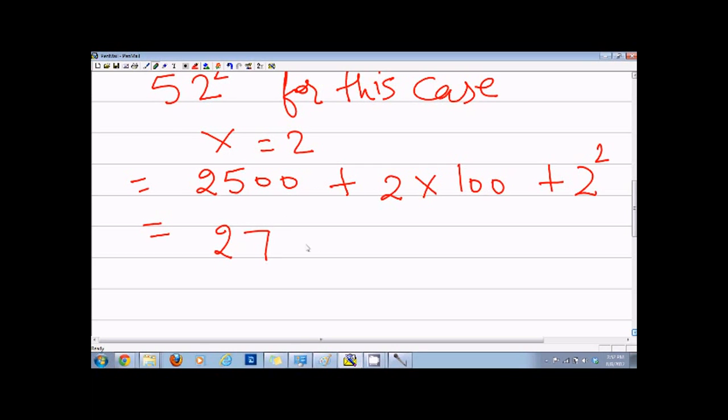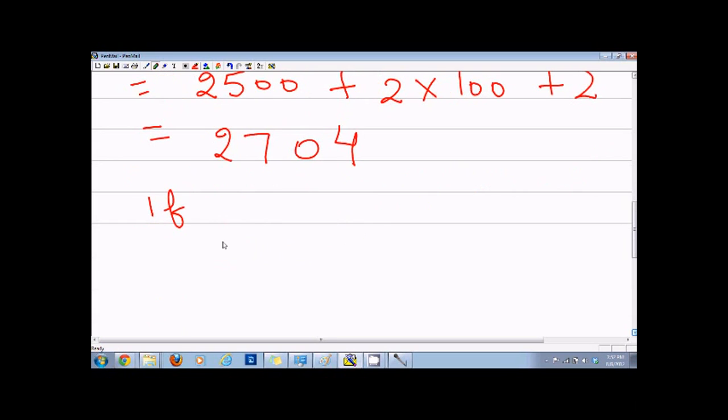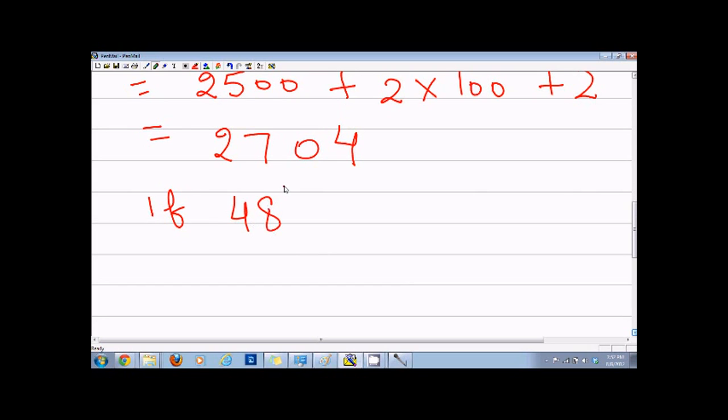2704. And similarly, if we have 48 square, then x is equal to minus 2, and then instead of adding 2 here, we will be subtracting 2, so we'll have 23, and then the square doesn't matter, whether it's negative or positive, so the answer will be 2304.